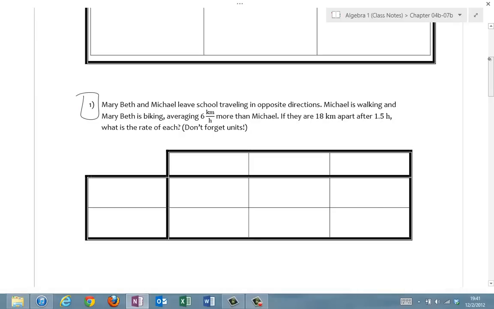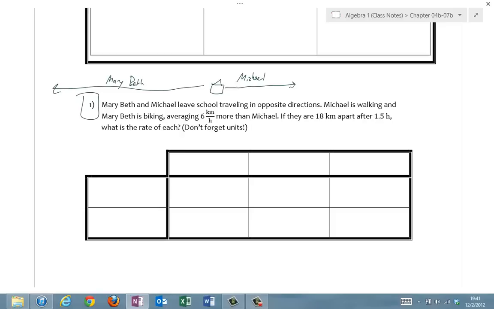Mary Beth and Michael leave school traveling in opposite directions. So if this is our little school, Mary Beth goes one way. Michael goes another. It says Michael is walking and Mary Beth is biking. So I'm actually going to draw Mary Beth going a little bit further. Say that this is Michael and this is Mary Beth. Mary Beth is biking, averaging 6 kilometers per hour more than Michael. If they are 18 kilometers apart after 1.5 hours, what is the rate of each?